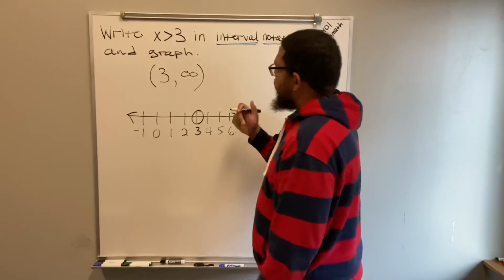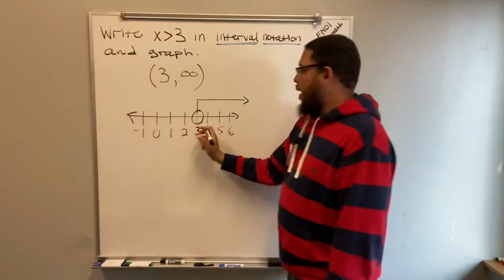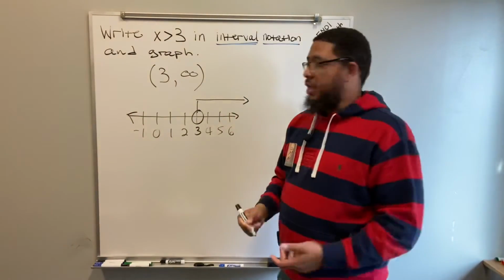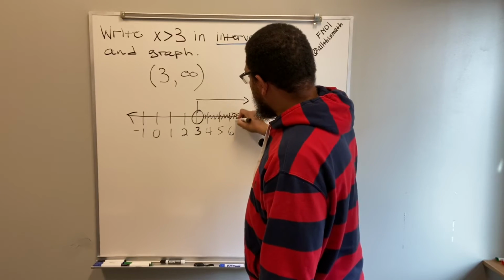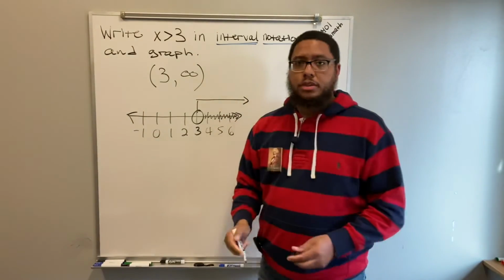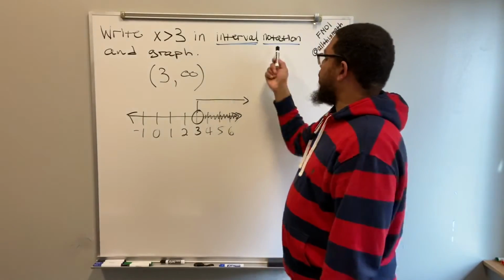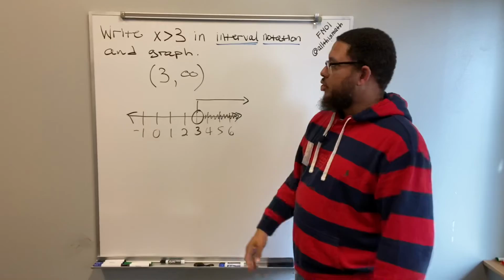All right. Now, we got to draw a number line. What I usually do is I go up and over so it can be distinguished from the number line, but that's just me. Some textbooks will just draw it superimposed over the actual number line. Either way is cool. So, we're done. We wrote x is greater than 3 in interval notation, and we also graphed it. That's all you got to do.